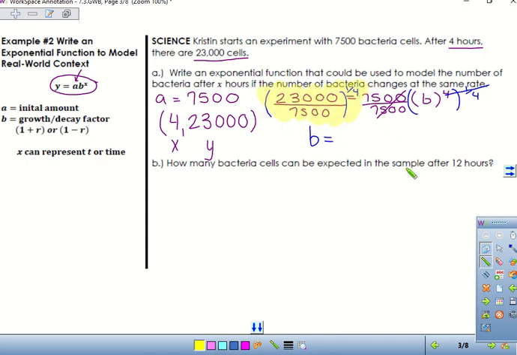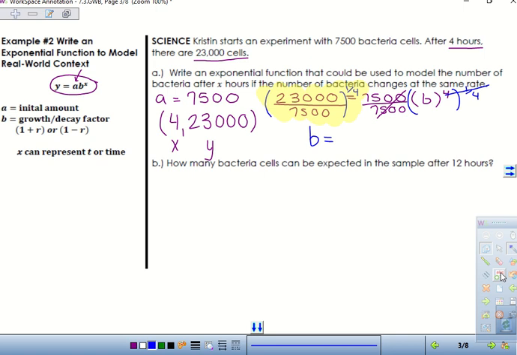So I'm going to talk you guys through how I'm going to type this in. So let's go ahead and get started. First thing I'm going to do is I'm going to type in 23,000 divided by 7,500 equals. And you're going to get 3.06 repeating. Okay? Once you have that amount, you're then going to hit that little caret button. It looks like an upside down V all the way to the left in the middle. Okay? You're going to hit that button.